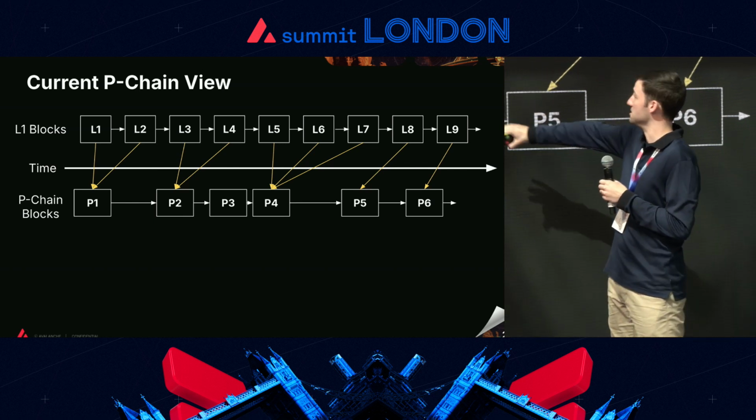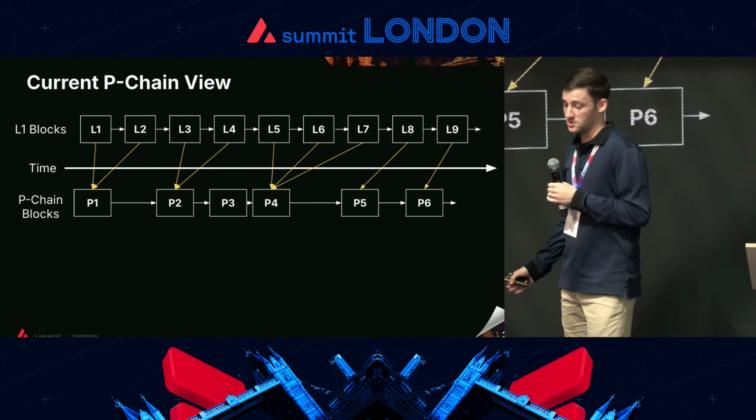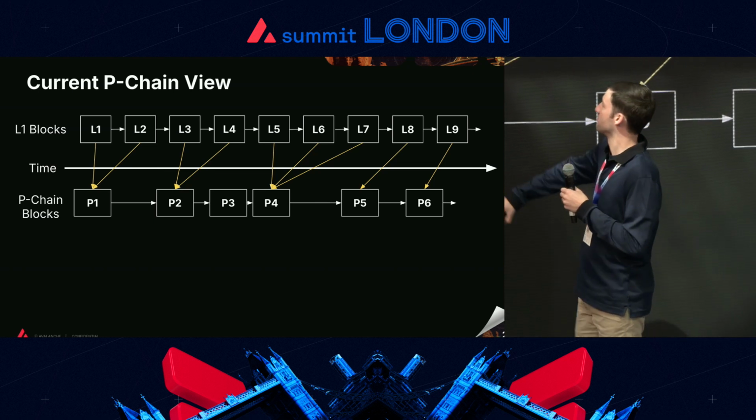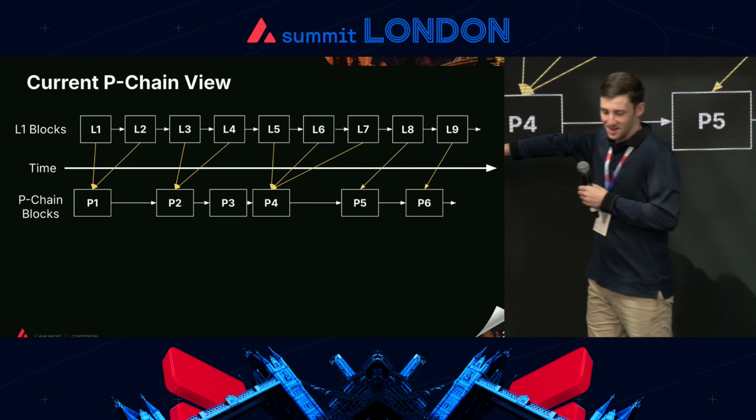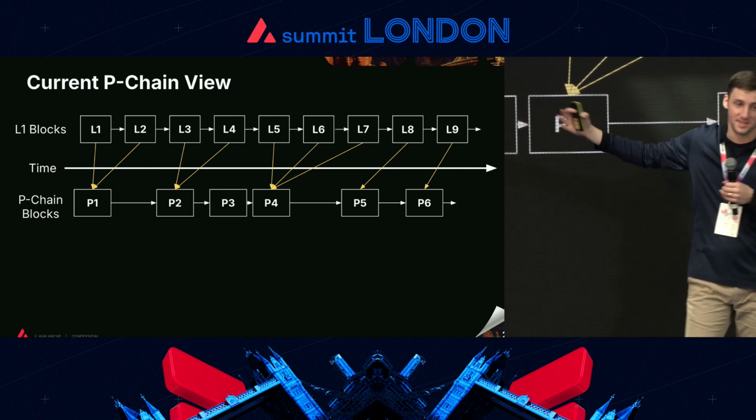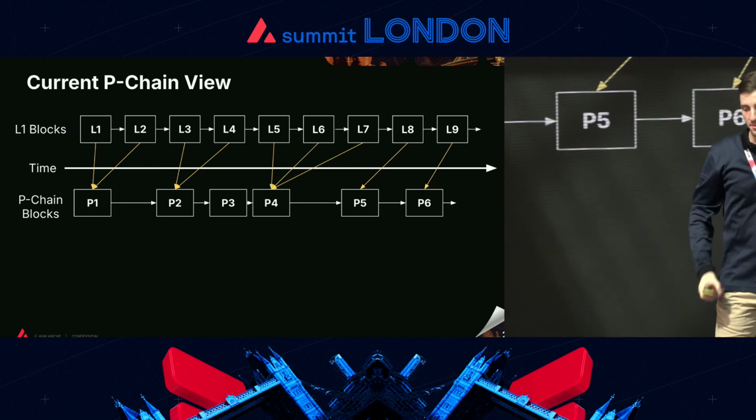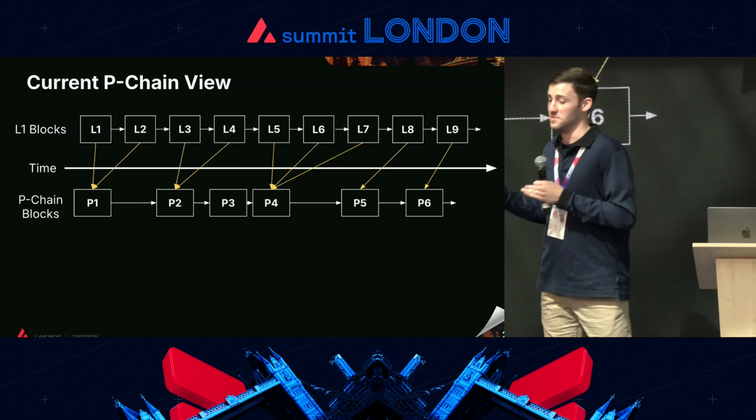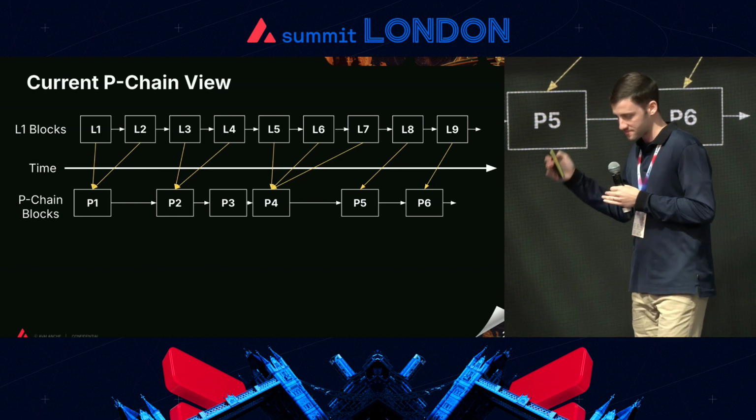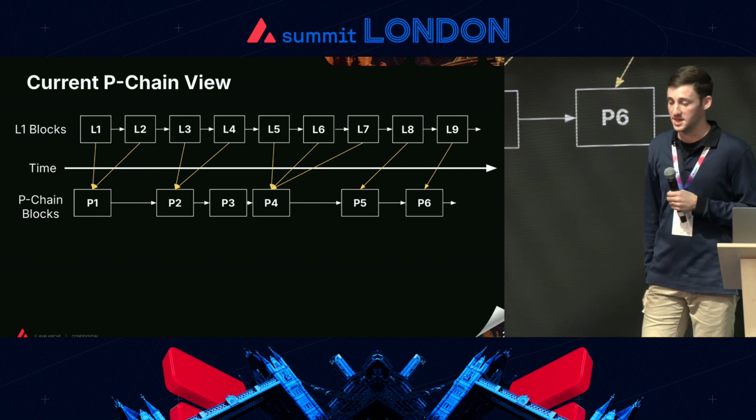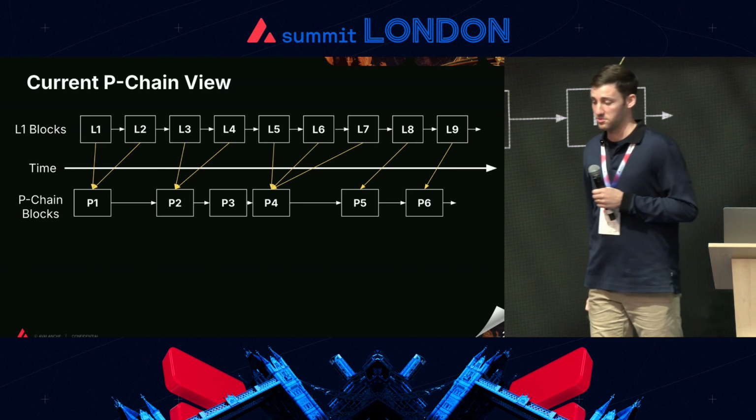So as we continue on, it's not super strict. You might see, for instance here, L4 doesn't point to P3, even though P3 is right around the same time, because that node just hasn't seen the block yet. So it's not necessarily deterministic what block will be set, or rather what the P-chain block height pointer will be set to. It's kind of a best effort approach.